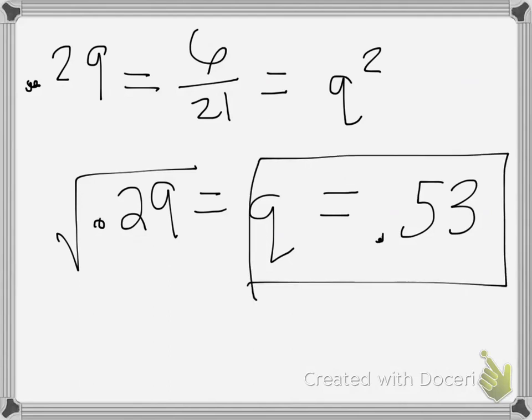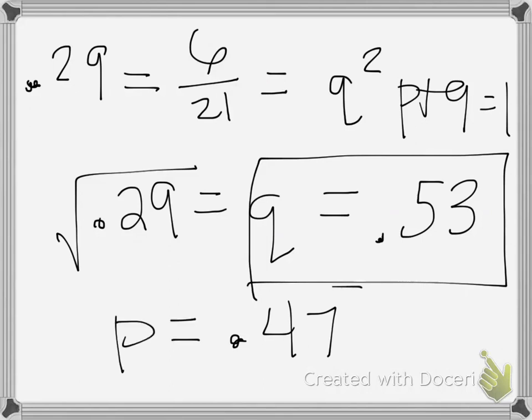How can I solve for p? Look, if I told you that p plus q is 1, and q is 0.53, what's p? Yeah, it's going to be 0.47. Now, knowing p and knowing q, you can solve for anything. What's p squared? How would I do that? 0.47 times 0.47. So what percent of the population is homozygous dominant?